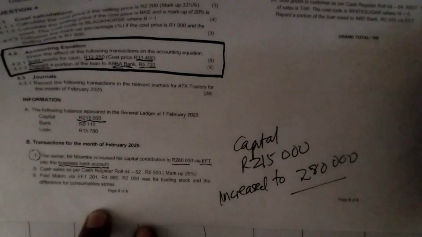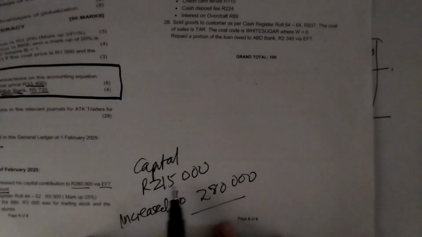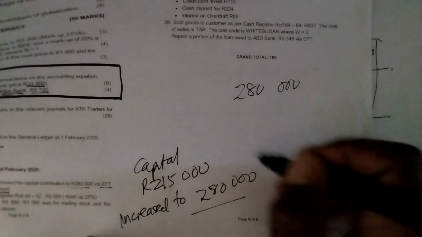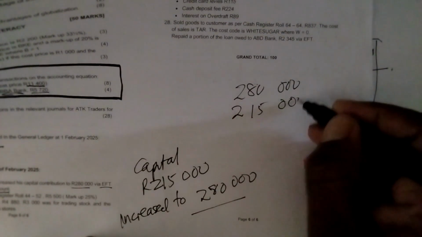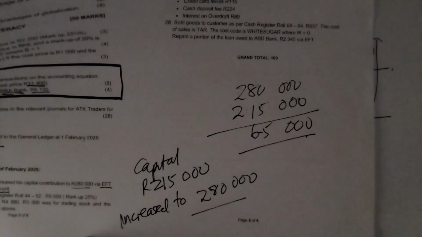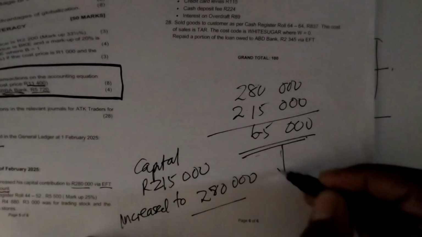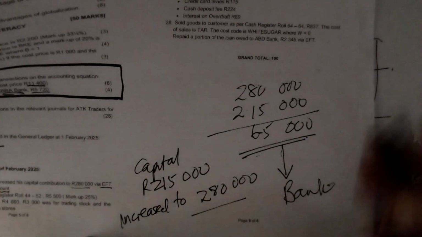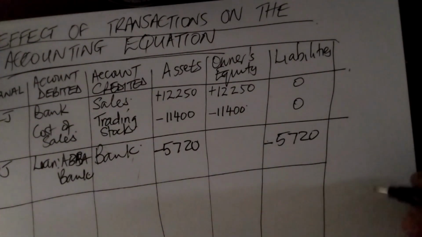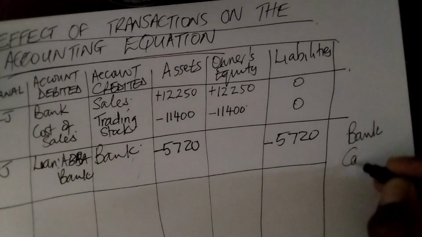So the first thing you're going to do is recognize that we didn't receive 280 into the bank, we didn't receive 215, but we received the difference between the two. You can start by getting the difference between the two, which you can do with a calculator, right? This gives you 65. So it increased by 65. So technically we are saying in our bank account we received 65,000. When you're doing your double entry, the first thing you need to do is identify the two accounts affected: the bank, right? And capital.